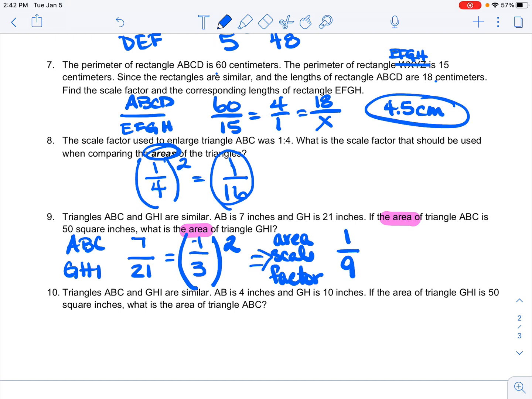So again, ABC is still on top, GHI is on the bottom. It says the area of ABC, so 50 is going to go on top. Why? Because ABC is on top. So 50 times 9 is 450. So the area for triangle GHI is going to be 450 square inches.